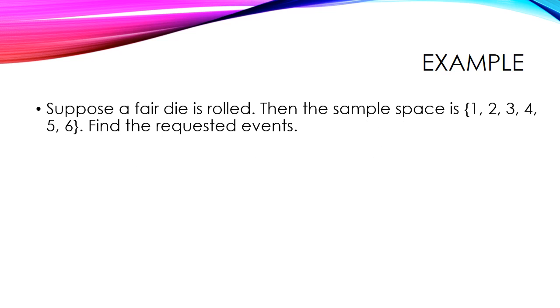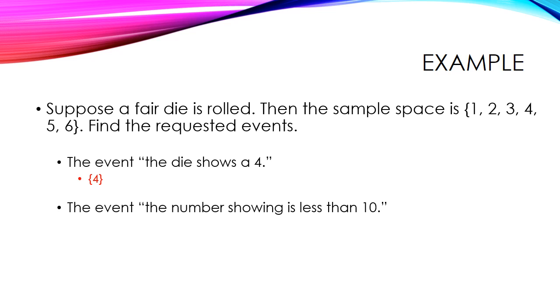So here's an example. Suppose you roll a fair die. The sample space is 1, 2, 3, 4, 5, and 6. We're going to find the event that the die shows a 4. Pause the recording, see if you can figure this out, and resume to check your answer. Okay, there's only one way that could happen, and that's if you get a 4. So, very simple answer.